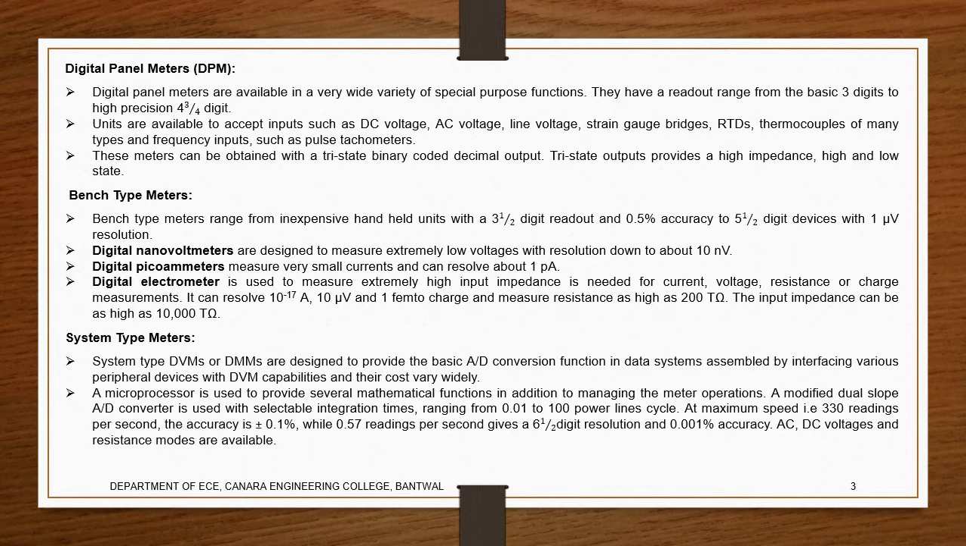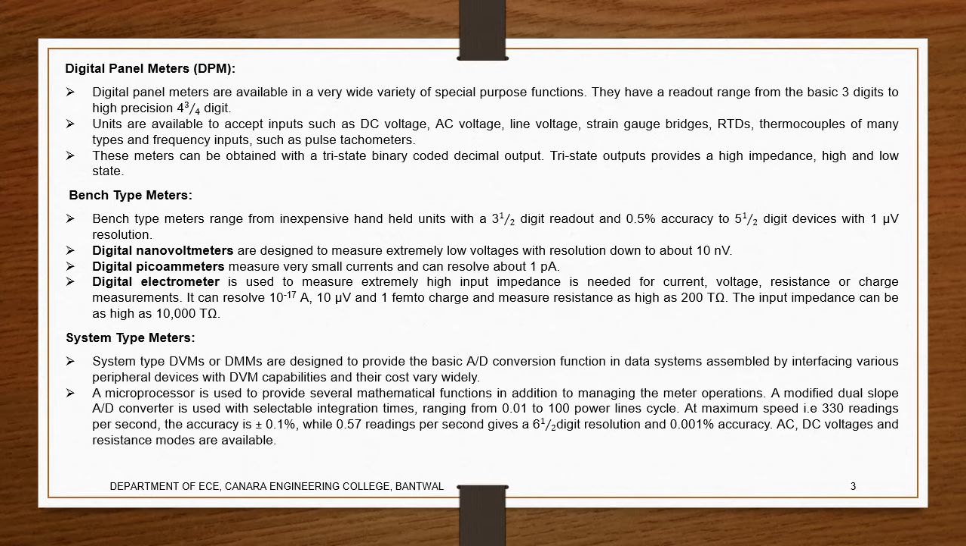There are again three categories, depending on their application. Digital nanovoltmeters are usually designed to measure extremely low voltages with a resolution down to about 10 nanovolts. Very rare, since usually the voltages will be very high, but these are special devices designed for only about 10 nanovolts. Next one is the digital picoammeters. They usually measure very small currents and can resolve up to 1 picoampere. You are very familiar with pico.